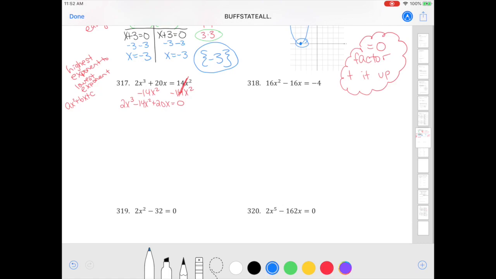If you didn't set it up like that right off the bat, you'd notice it's wrong in the future. I'll bring that up to you once we get there, but for now, just try and get in the habit of doing highest exponent to lowest exponent.